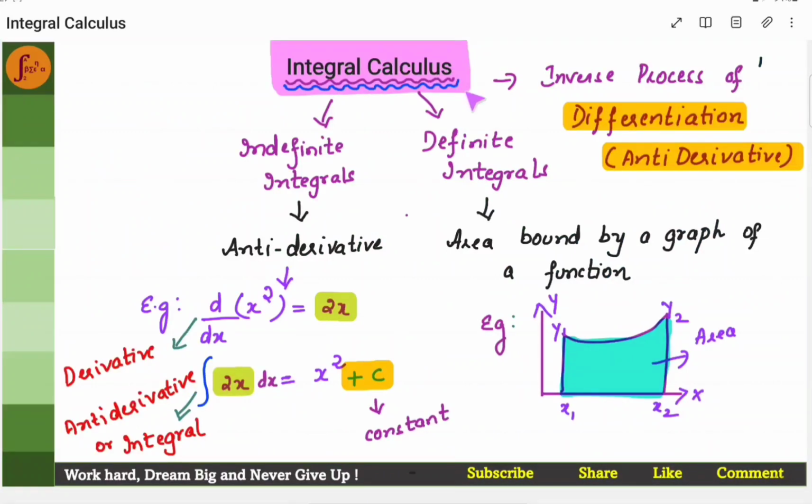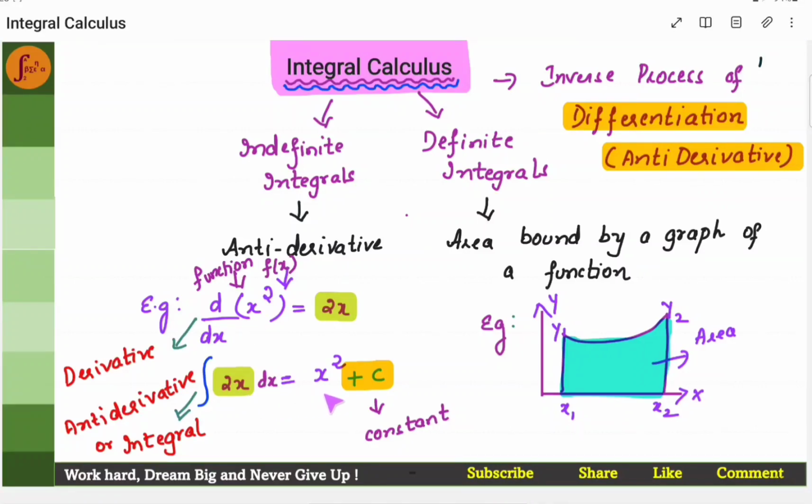Integral calculus. Integration is nothing but an inverse process of differentiation. For example, the derivative, that is d by dx of x square. So x square is a function, say f of x. So the derivative of x square is 2x. Integration is a process by which I give the derivative, that is, I give 2x and I should get x square as the answer. So this reverse process is integration.